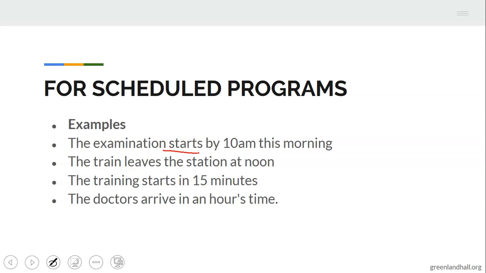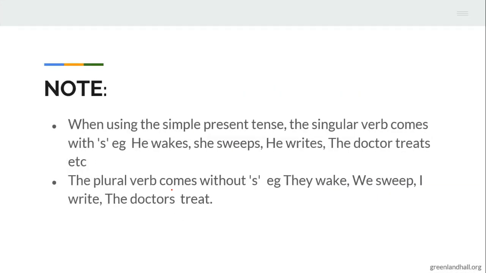The train leaves the station at noon. Leaves. The train leaves is already arranged. It's a scheduled program. The training starts in 15 minutes. It's already programmed. It's arranged. It's scheduled. Then the doctor arrives in an hour's time. Arrives. Now let's go to the next slide.